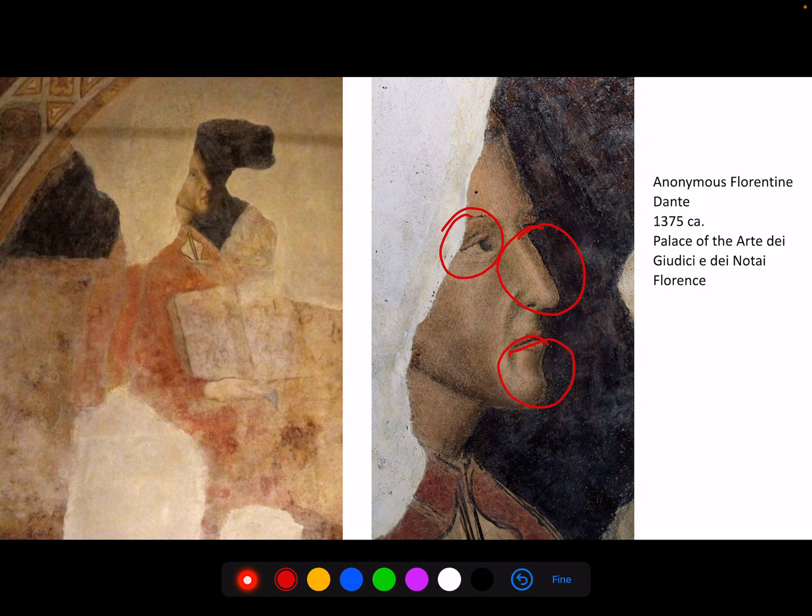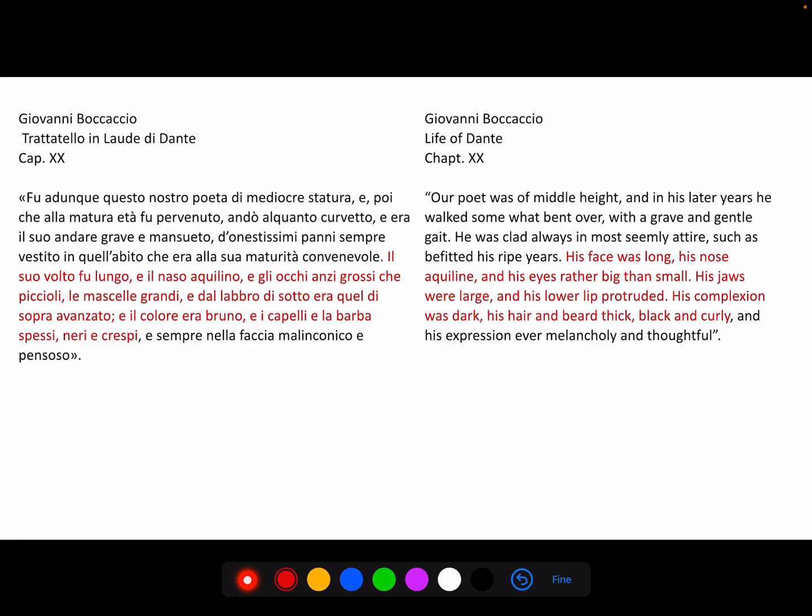We have a quite interesting record too about Dante's face. It is by Giovanni Boccaccio, who wrote Life of Dante, or Trattatello in laude di Dante. And Boccaccio describes Dante Alighieri. He says that his face was long, his nose aquiline, and his eyes rather big than small. His jaw was large, and his lower lip protruded. His complexion was dark, and be careful, his hair and beard thick, black and curly. So Dante Alighieri was bearded, according to Boccaccio.